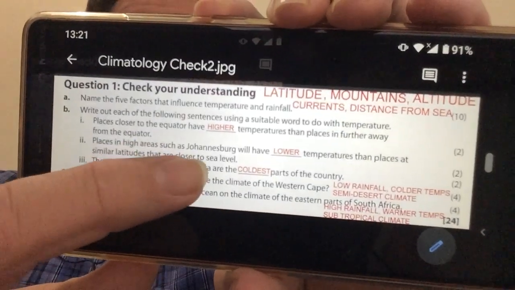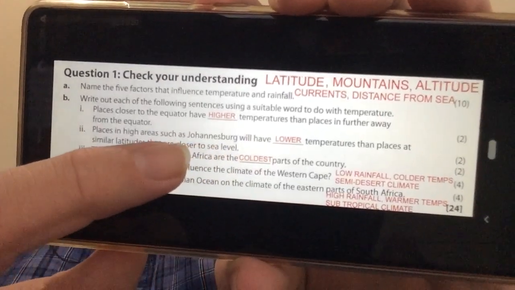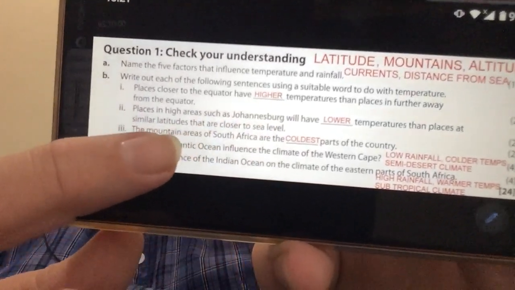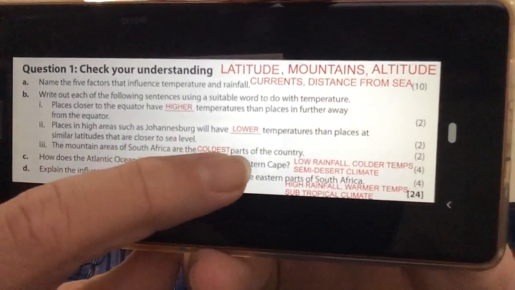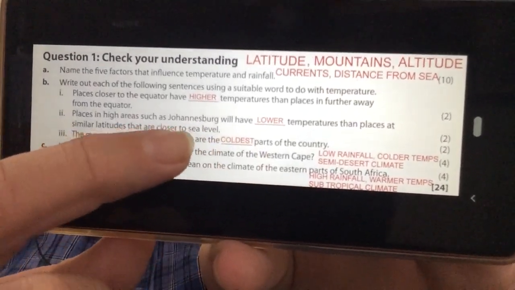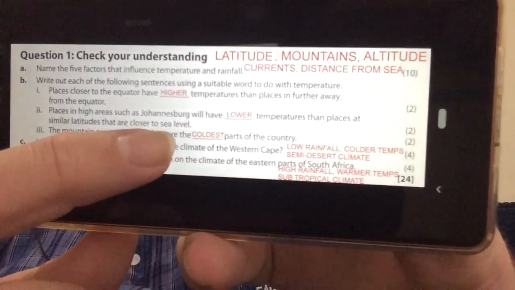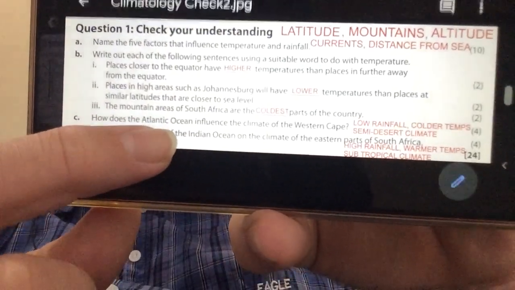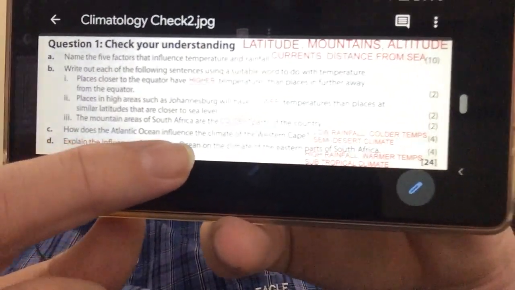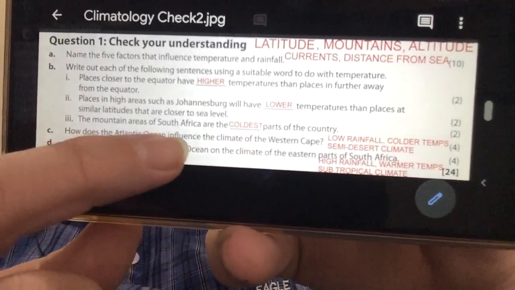Places closer to the equator have higher temperatures than places further away from the equator. Places in high areas such as Johannesburg will have lower temperatures than places at similar latitudes that are closer to sea level. So lower temperatures when you go up higher in altitude. And the mountain areas of South Africa are the coldest parts of the country, because you're high altitude, very cold.